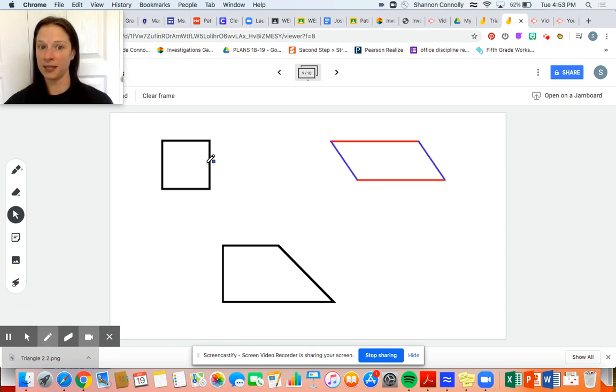Well, it stands out big time that all four sides are equal. So I'm going to talk about that. All four sides are equal to each other. It also stands out that there are four right angles. Okay, so I'll make sure that I talk about that.